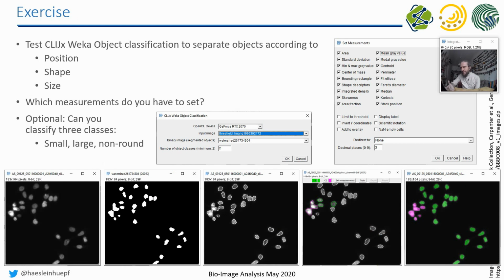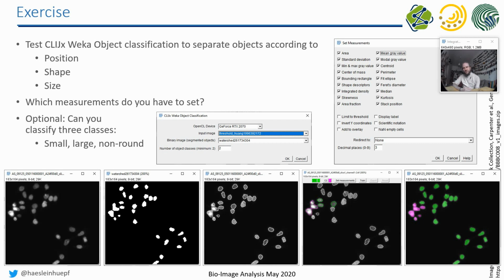Then you can also try out object classification using CLIJ. You can also do this in Elastic, right? It's up to you. Please try different features for classifying these objects. And again, it's not a matter of finding some particular result. I mean, you can differentiate small, large, and non-round objects and so on. So you can do this, but it's more about learning and understanding what's going on here.